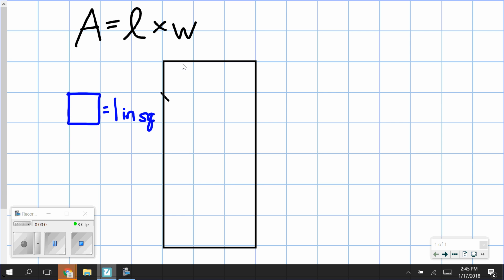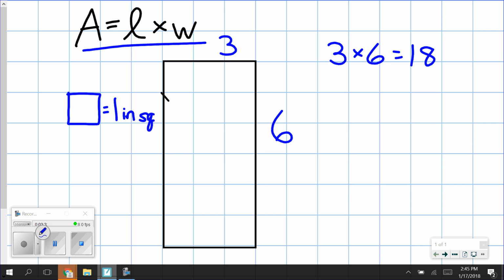Go ahead and pause the video. Okay, so you may have figured out by either counting how many squares there are in this array or by using this equation. You saw that it was 3 long and 1, 2, 3, 4, 5, 6 wide. So you could have said, okay, I know 3 times 6 equals 18. It would be 18 inches squared, how much space this rectangle takes up.